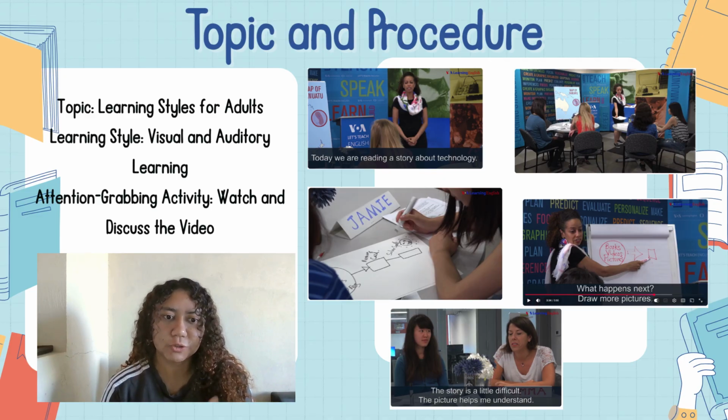Step 4, discussion. Students discuss which learning style best describes them and explain why. Step 5, reflection. Students share their opinions with the class and reflect on how understanding learning styles can improve their learning process.